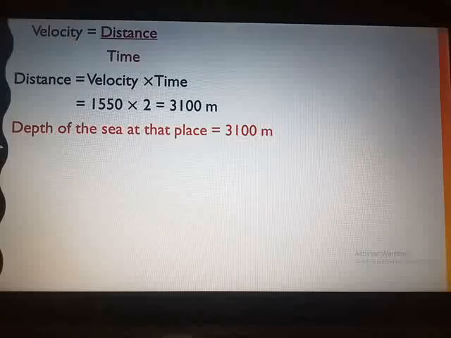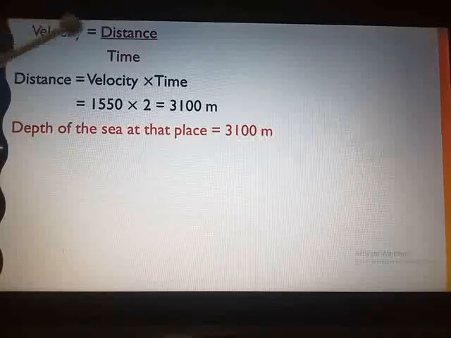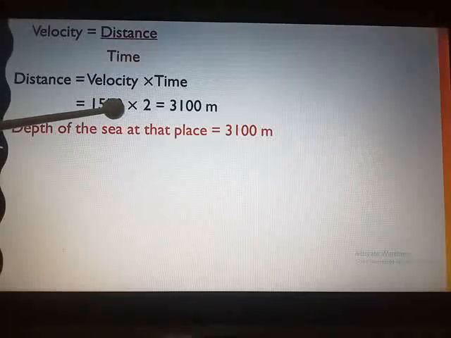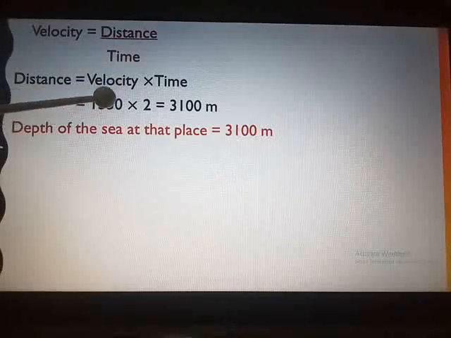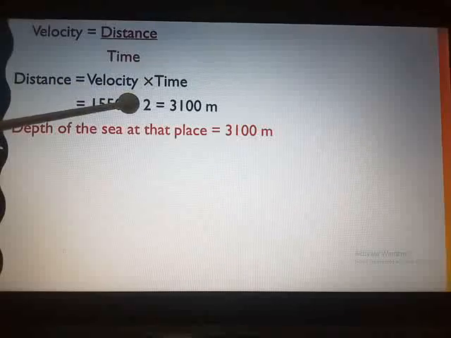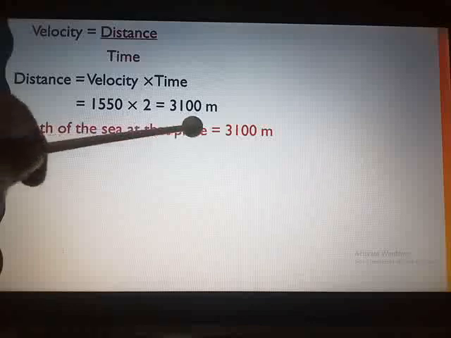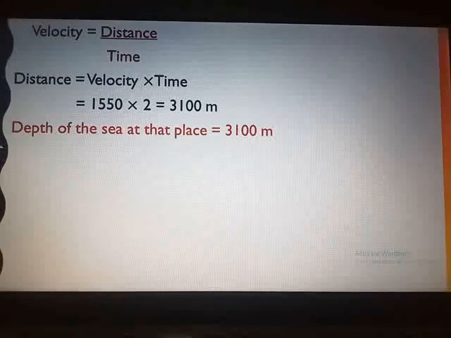Velocity is equal to distance upon time. Our regular formula. You have to calculate the distance. So velocity multiplied by time. Velocity is 1550 meters per second, velocity of sound in sea water, time is 2. So 3100 meter. So depth of the sea at that place is 3100 meter.